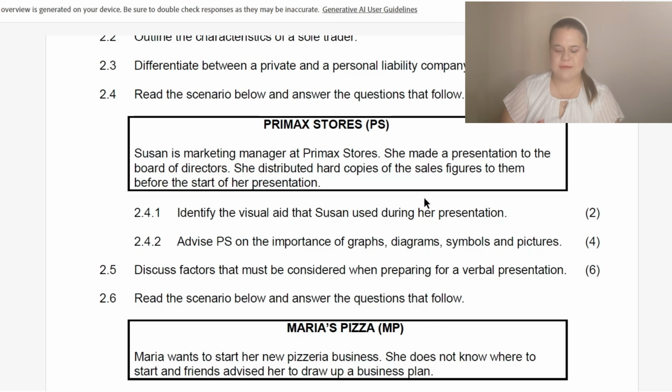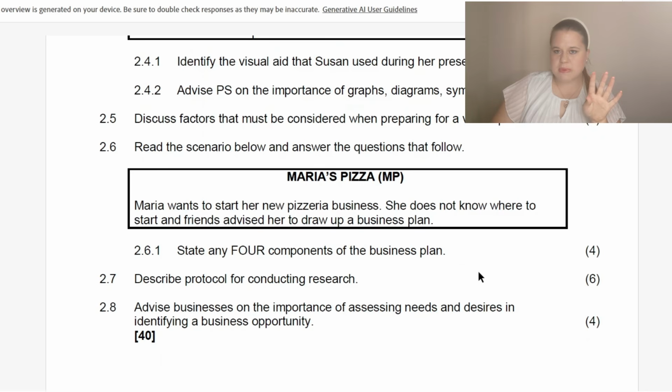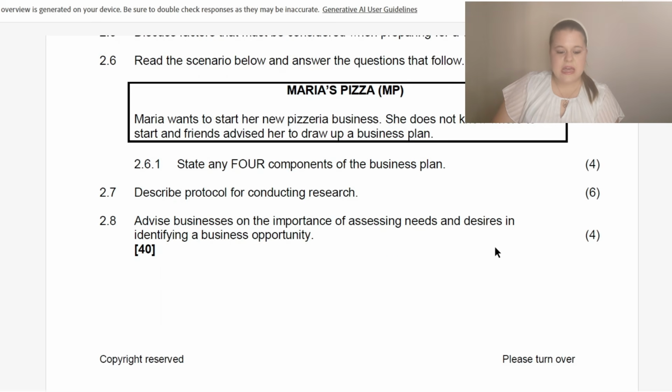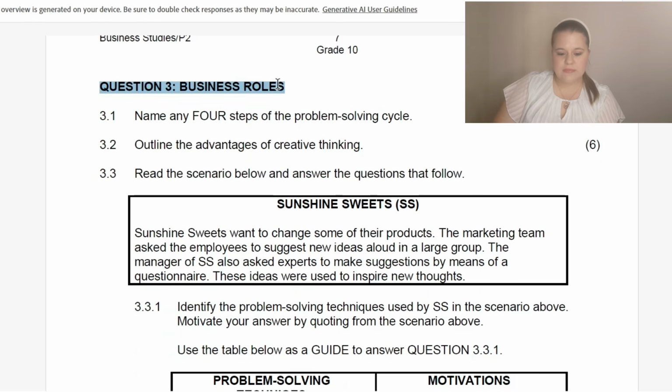Ooh, they love asking that one. Ooh, grade 11 and grade 12 as well. I see it all the time. State 4 components of a business plan. That is in your business plan chapter. Describe the protocol for conducting research. Advise businesses on the importance of addressing needs and desires to identify business opportunities. That's your business opportunities chapter. 40 marks. Then we have question 3, business roles.